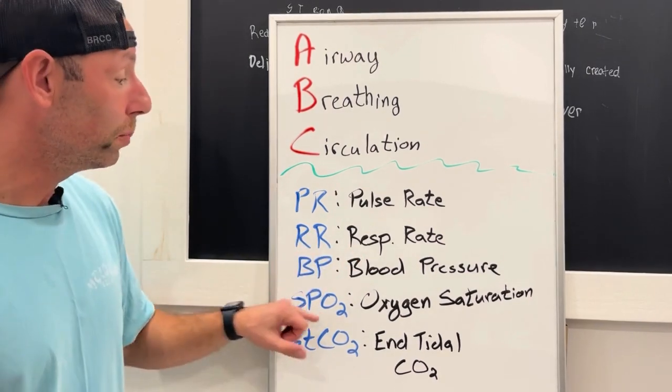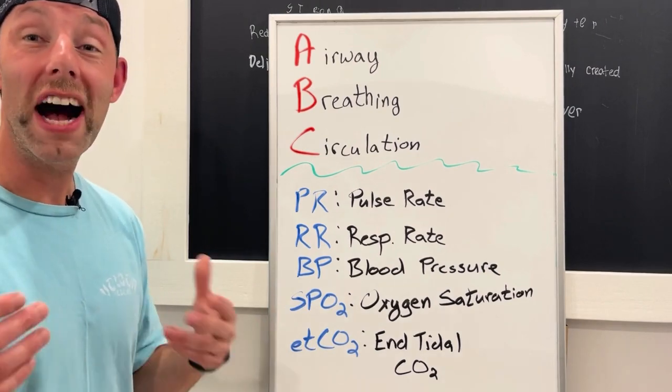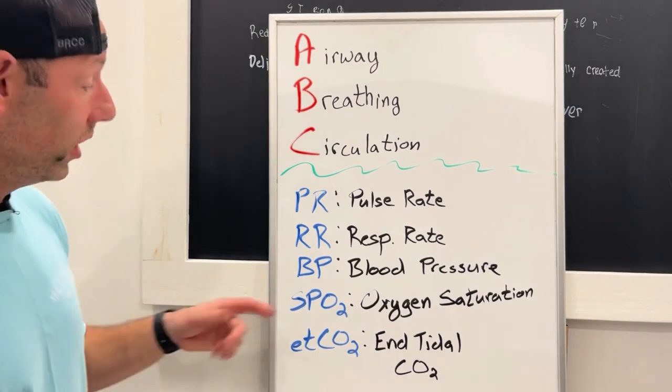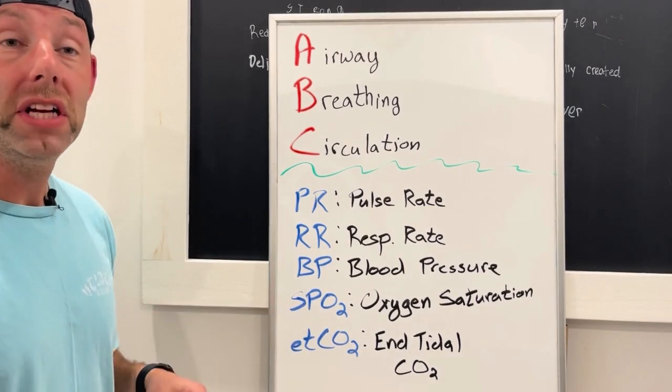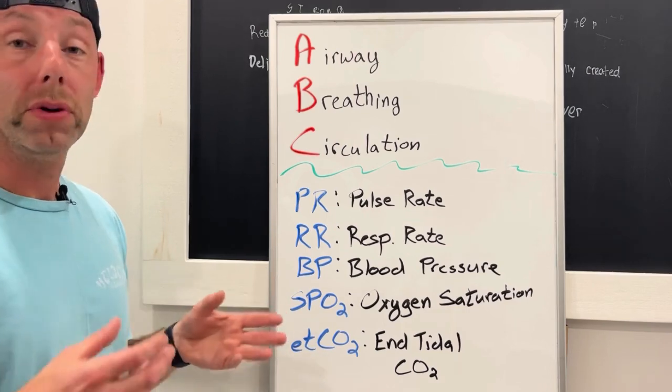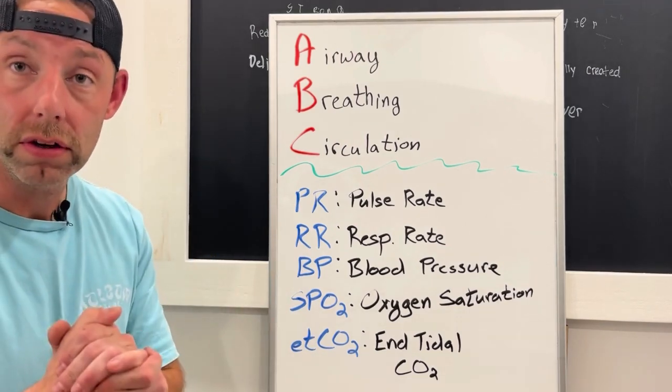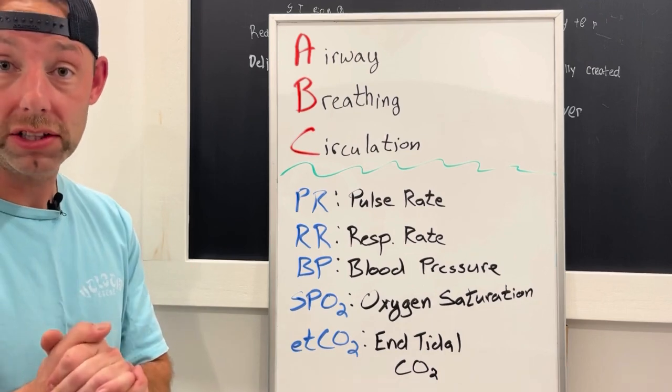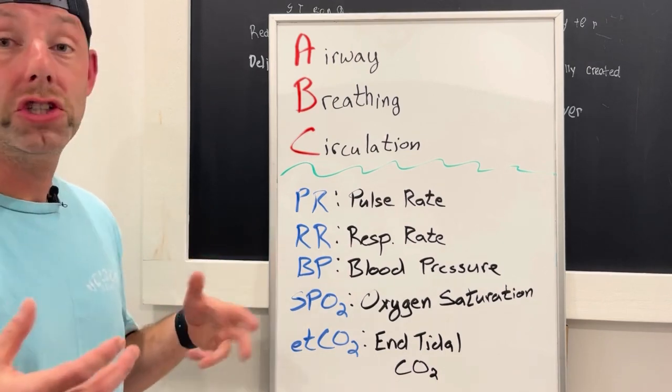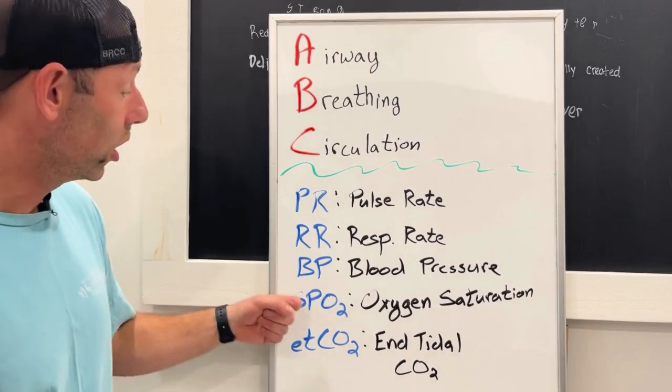Next, SpO₂. This stands for your oxygen saturation. And what this SpO₂ means is how much of your red blood cells, or your hemoglobin, is actually bound with oxygen. How much oxygen is your blood actually carrying? And this is going to come out as a percentage.